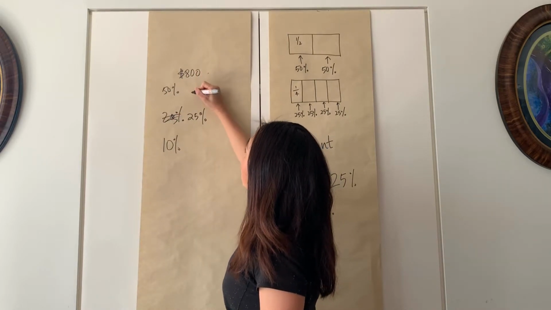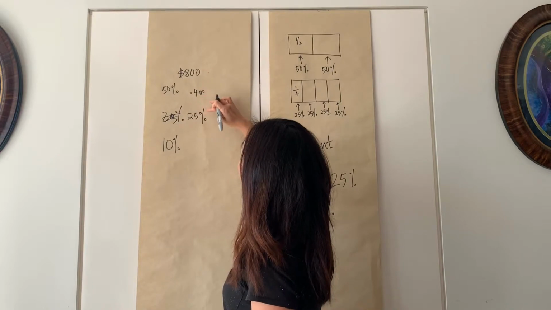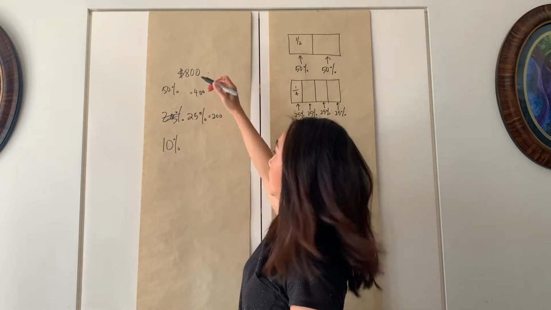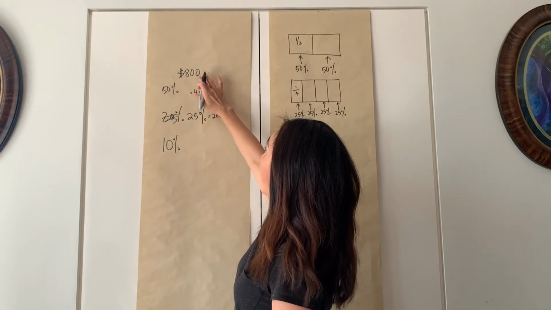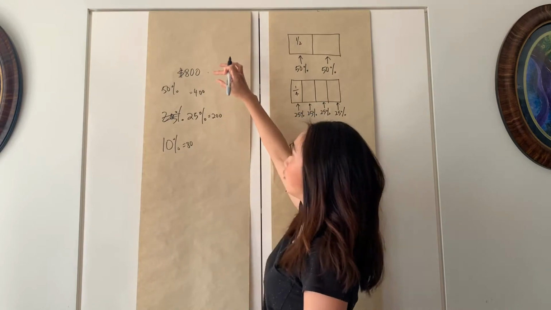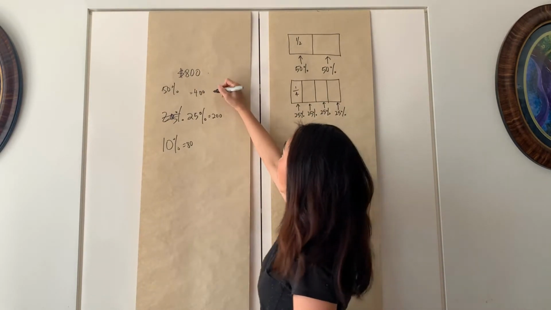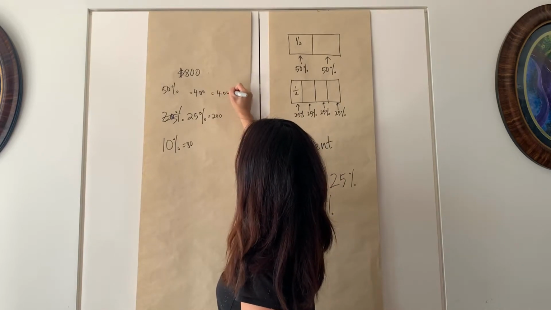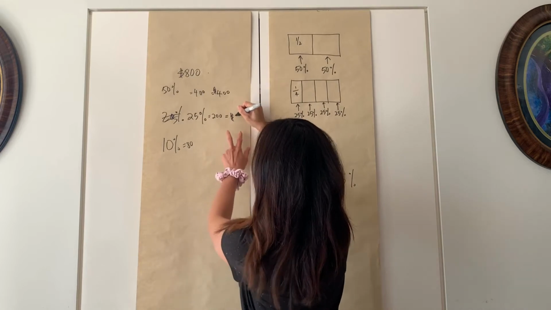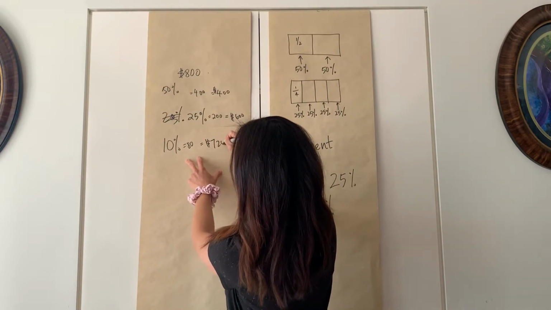Half of $800 is $400. 25% of 800, so we get half first, and half of that, which is $200. 10% of 800 is 80. So now we have to minus this discount from the original value, and that's $400, $600, $720.